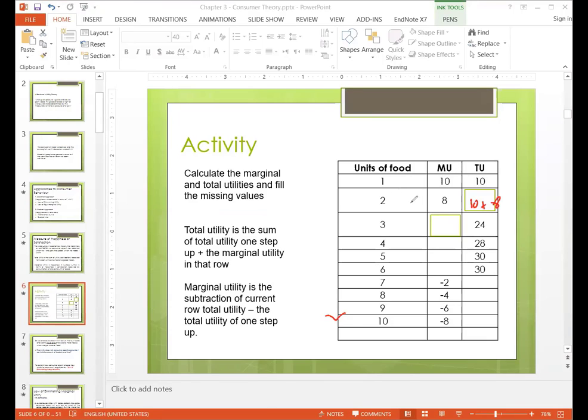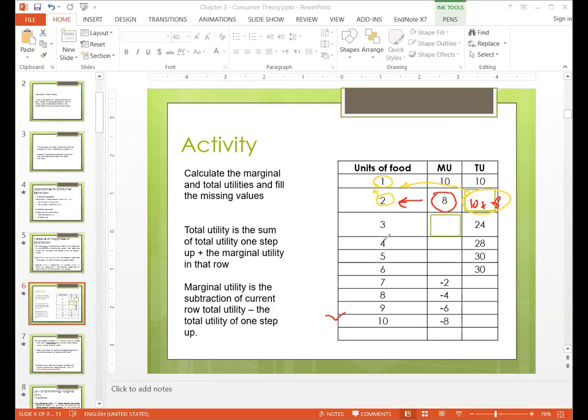Marginal is the utility from that item only. So this 8 is actually because of this item, the second item only. And this is because of, let me change the color here, these two items together. So total will give you a bundle and marginal will give you the last one.